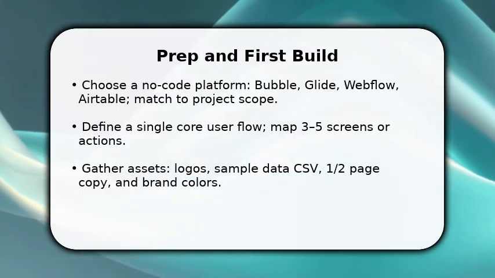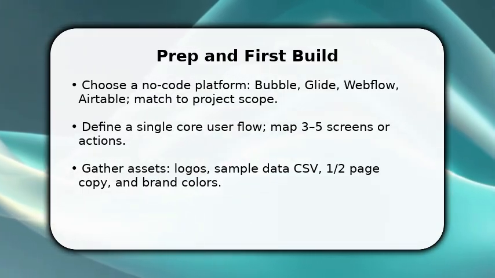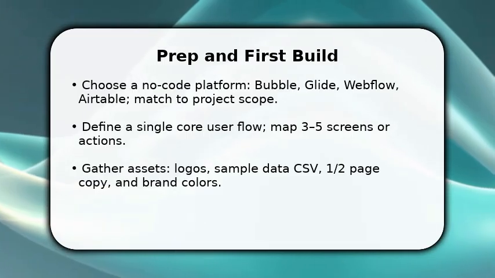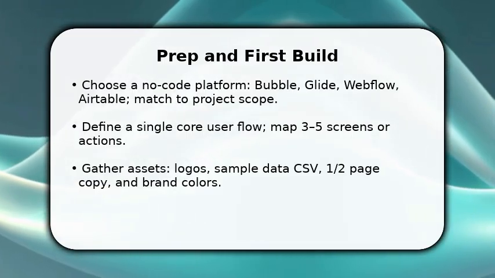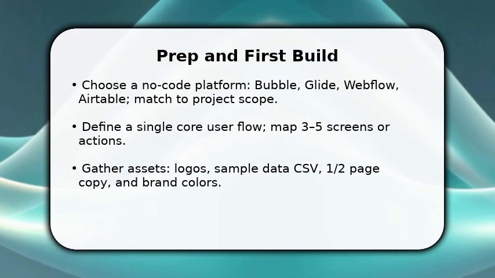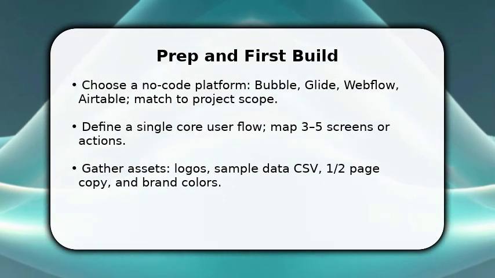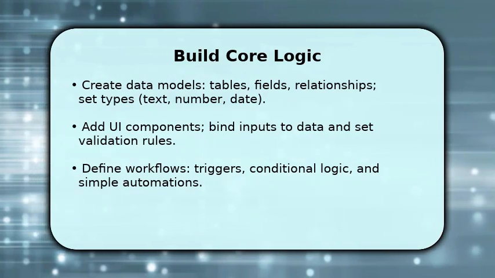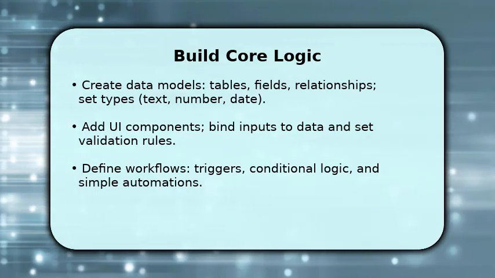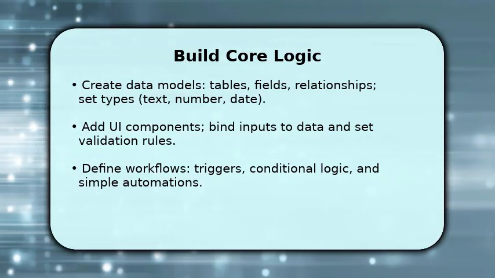Make a basic page layout for the single core flow and add the first interactive element so you can test behavior immediately. Now you implement the core logic that makes the tool useful. Create the data model and link fields to UI elements. This ensures the interface writes and reads the right values.